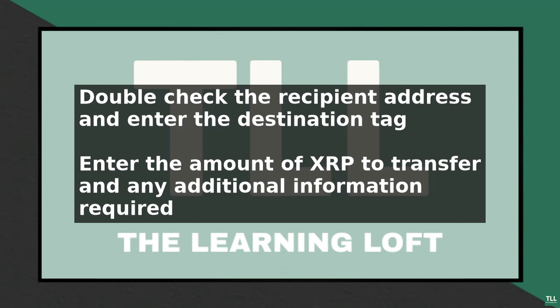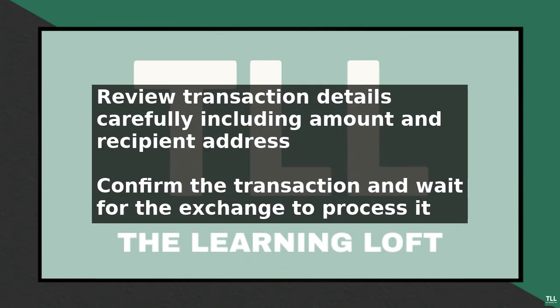Enter the amount of XRP you want to transfer and any additional information required by the exchange. Review the transaction details carefully, including the amount, recipient address, and destination tag, to ensure everything is correct. Confirm the transaction and wait for the exchange to process it. This may take a few minutes, depending on the exchange and network congestion.